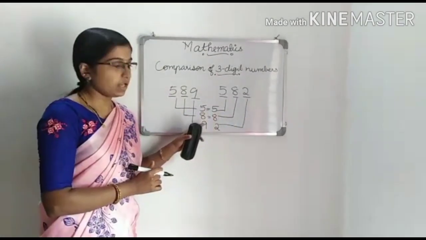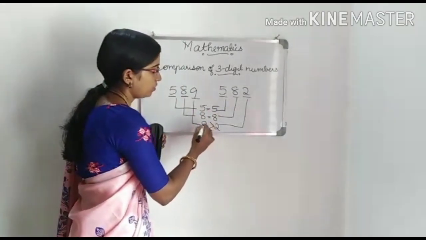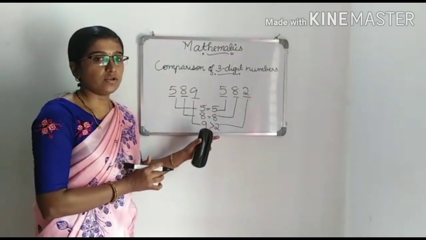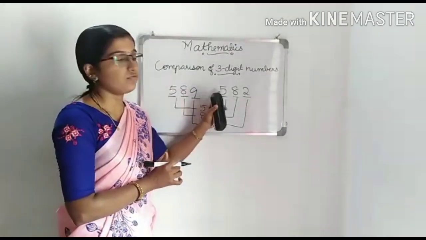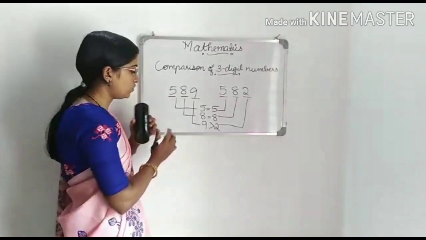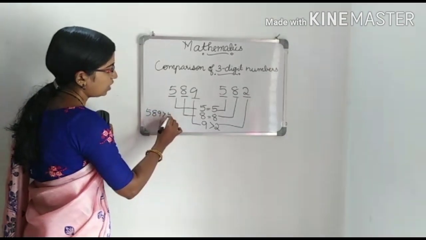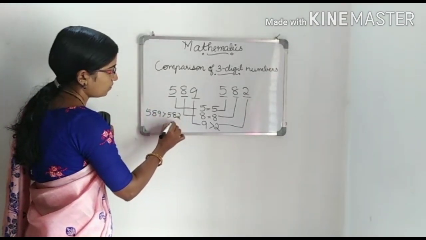Here 9 is greater than 2, isn't it? So we can write 9 greater than 2. So we can say that the number 589 is greater than the number 582. 589 is greater than 582.